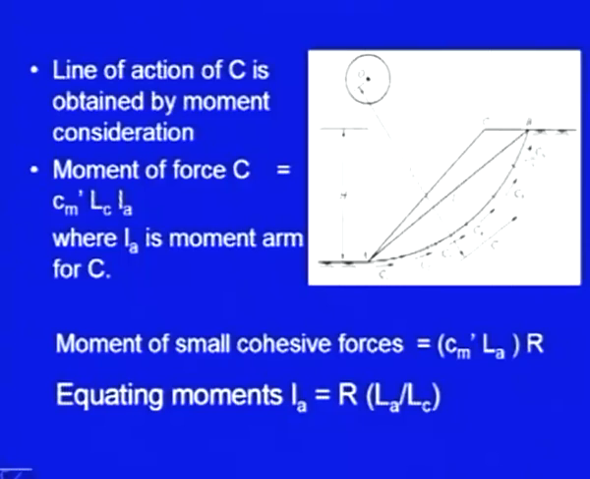This is the length of arc, Lc is length of chord, and you know length of arc is always more than length of chord. So, La is higher than Lc, and the lever arm is higher than R. So, somewhere here it is acting. So, you can find out the line of action of the cohesive forces. It will be somewhere beyond this radius.